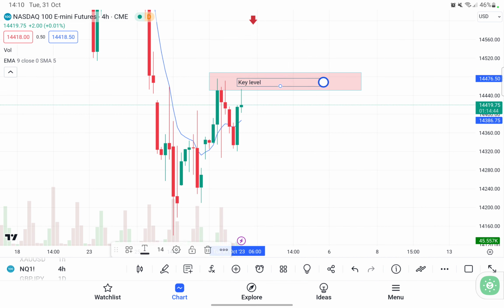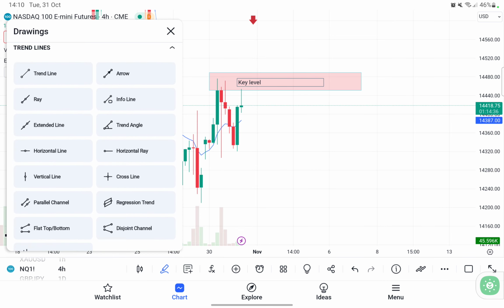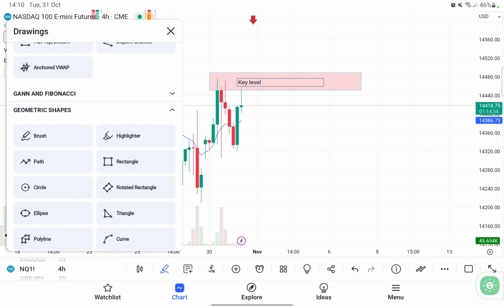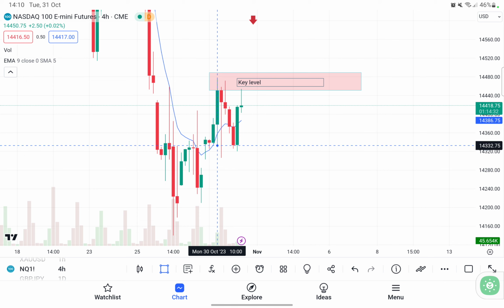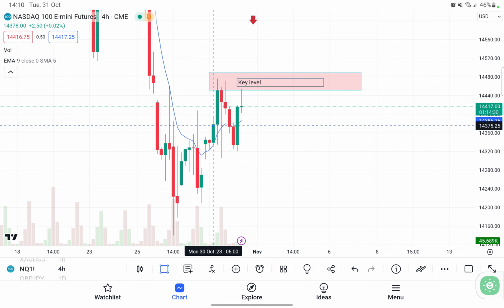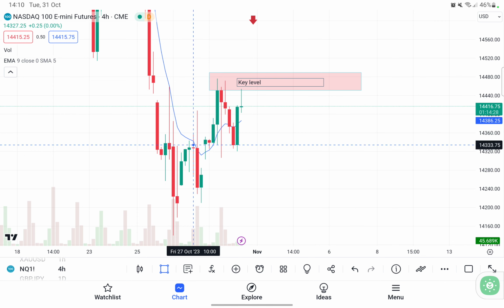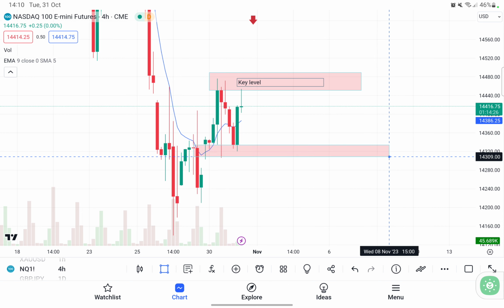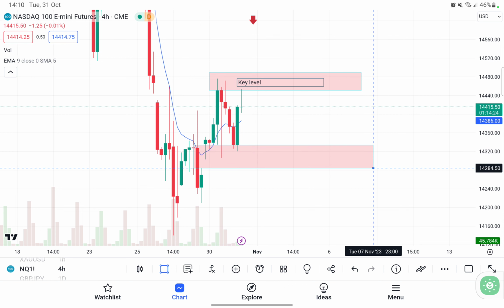So this will be the first key level. And then now we're going to look for the next key level as to where we think that price is going to go, because this is a bearish market. Now, according to this, this will now be my next key level.